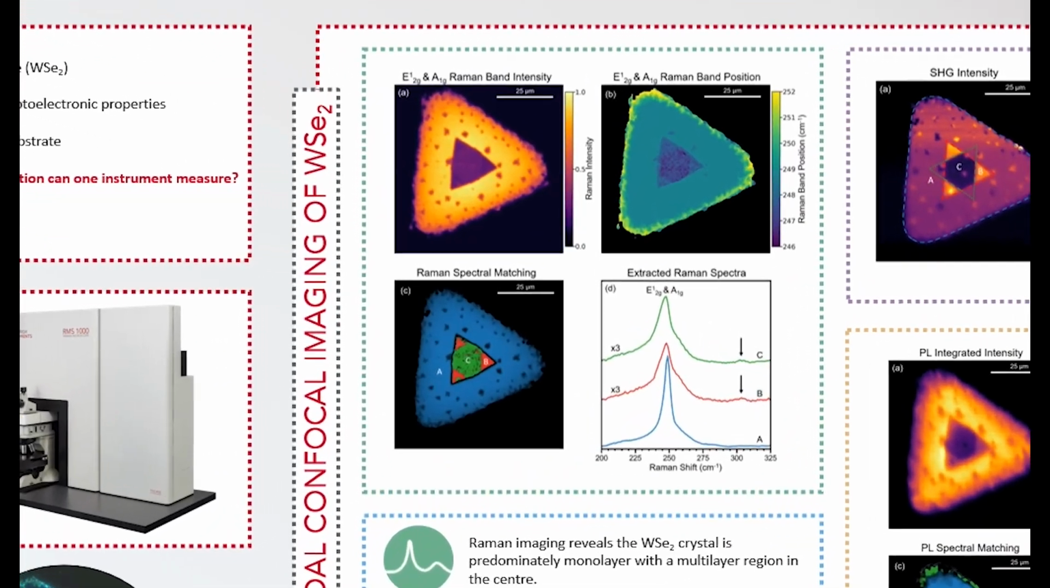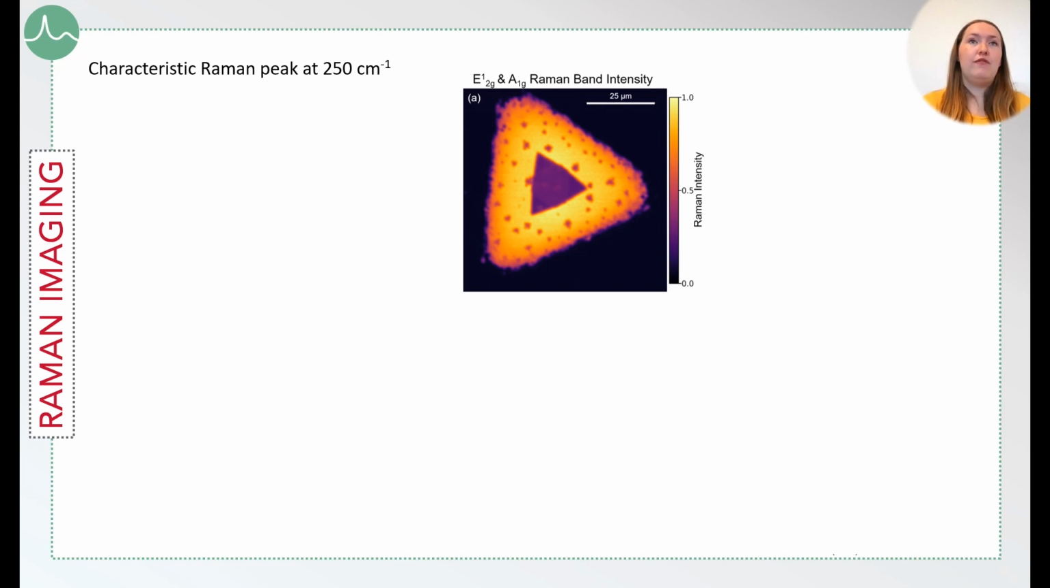Let's start with Raman spectroscopy. So Raman imaging is a very normal place to start when we're looking at materials such as graphene or these 2D TMDCs. For tungsten diselenide, we get a very characteristic peak at 250 wave numbers, and this corresponds to the in-plane E12G and out-of-plane A1G phonon modes. What's interesting here is that both of these contribute to the one peak.